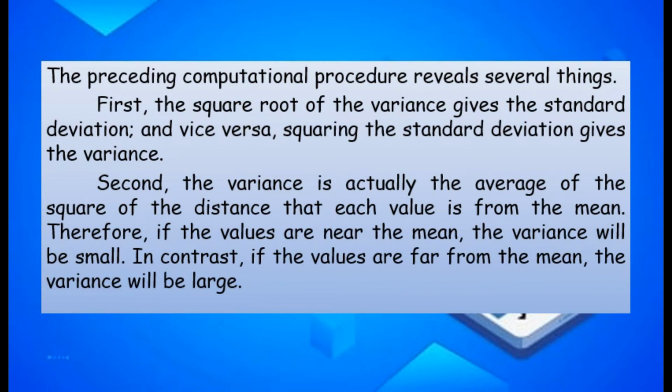First, the square root of the variance gives the standard deviation, and vice versa, squaring the standard deviation gives the variance. Second, the variance is actually the average of the squares of the distances that each value is from the mean. Therefore, if the values are near the mean, the variance will be small. In contrast, if the values are far from the mean, the variance will be large.